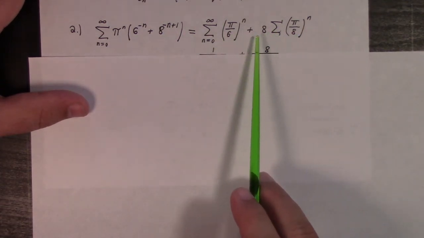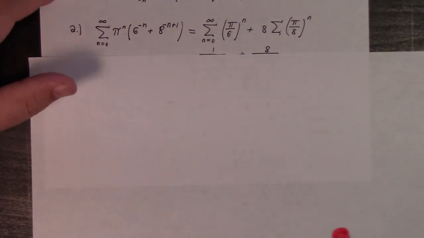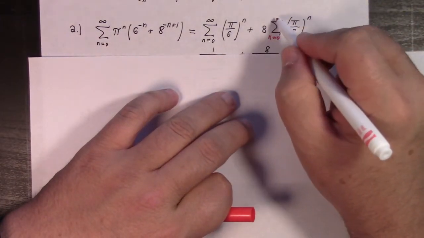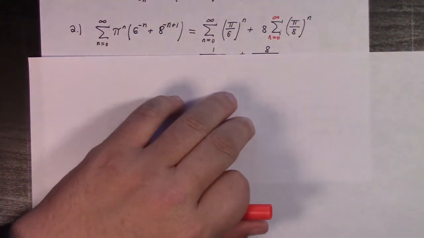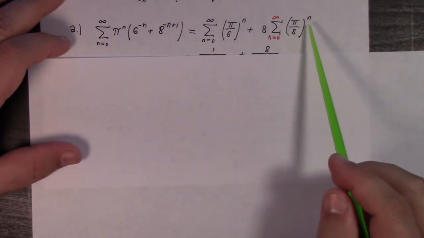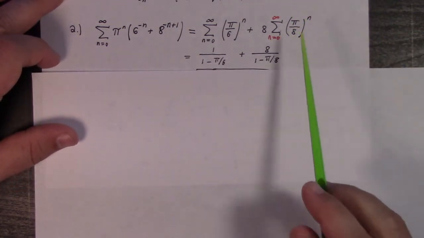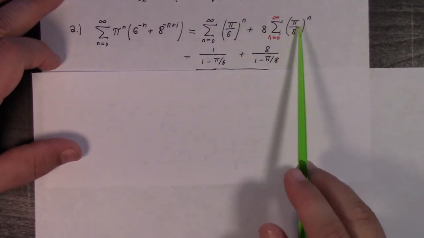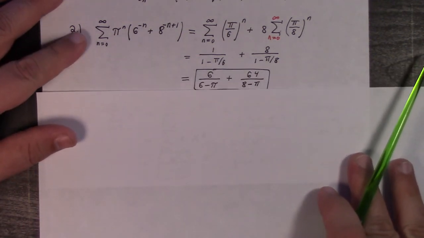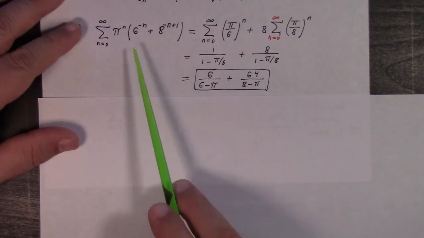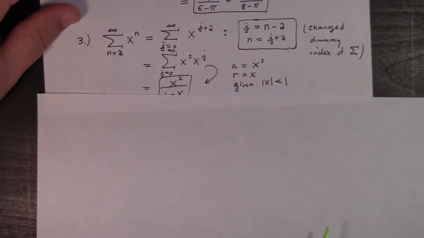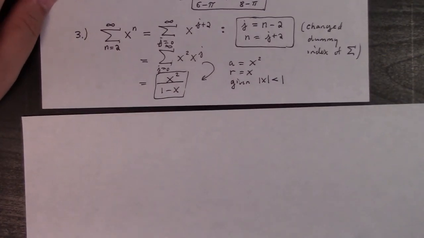Good news, and I've somehow decided that I don't need to write n equals 0 to infinity here, which is not cool. So I do need to write that here. Anyway, so n equals 0 to infinity of that. Looks like it's geometric with ratio pi over 6 and pi over 8. Both of those are less than 1, and positive, so there you go. The geometric series result gives me that this series converges to 6 over 6 minus pi plus 64 over 8 minus pi.